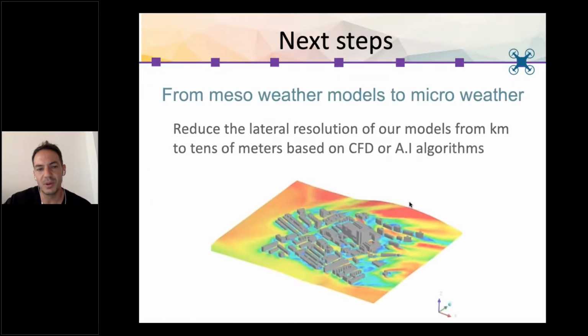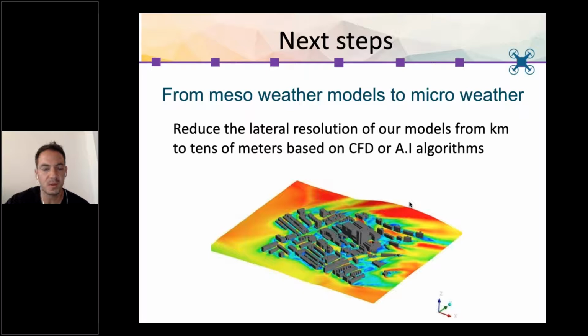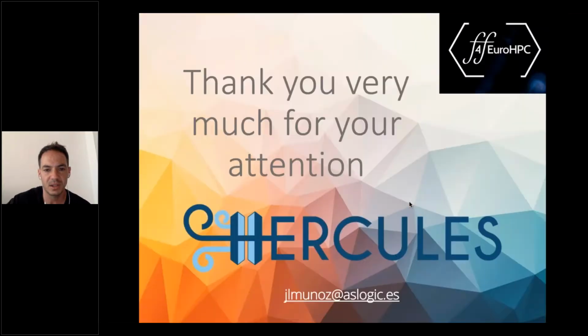And then the last point is, okay, our models are meso, so it means that the horizontal resolution is around 1 kilometer, right? So in the future, when we will be flying inside cities, we are going to need to reduce that dimension to 100 meters. So we need to start using new techniques. So we plan to use CFD, computational fluid dynamics, and artificial intelligence algorithms, in order to be able to reduce the resolution of our models.